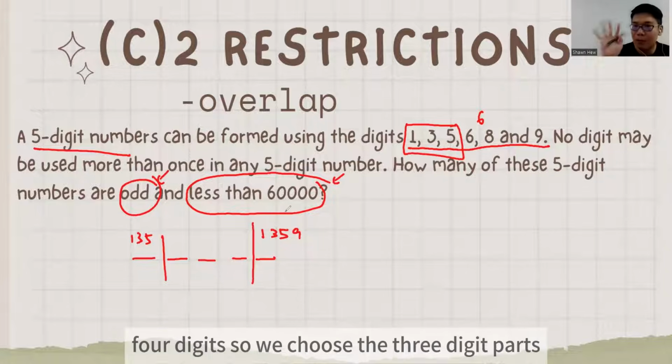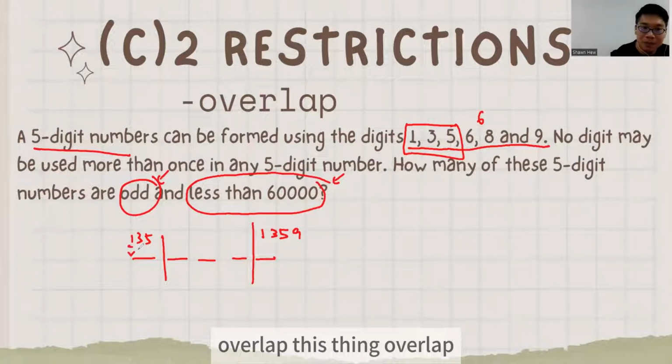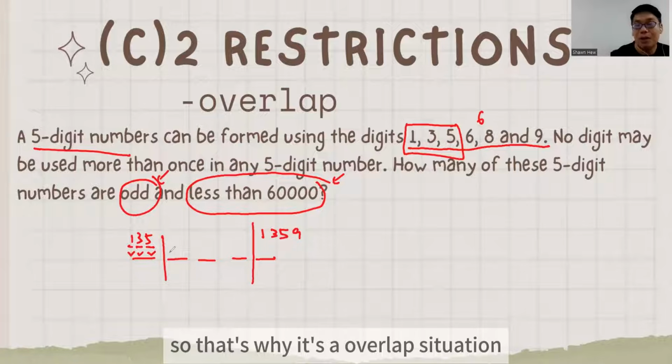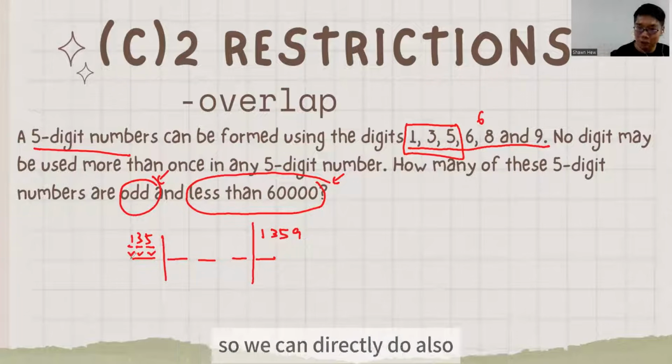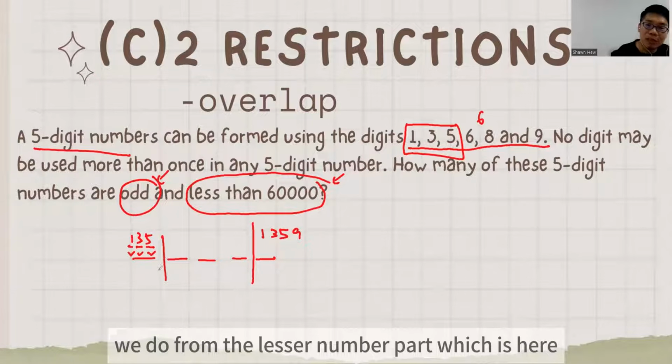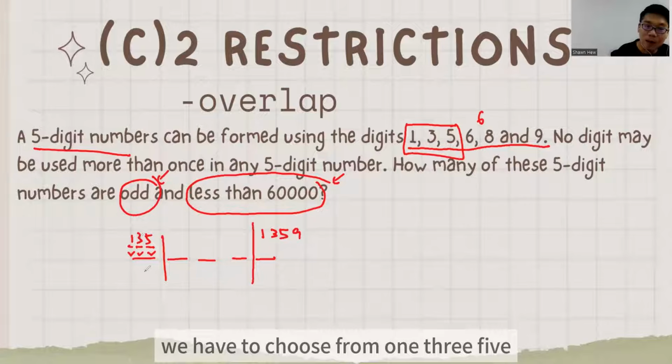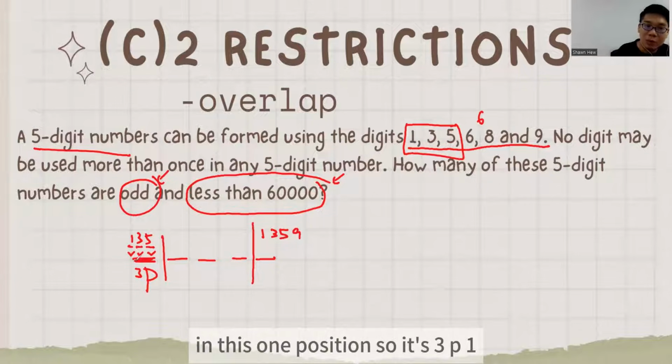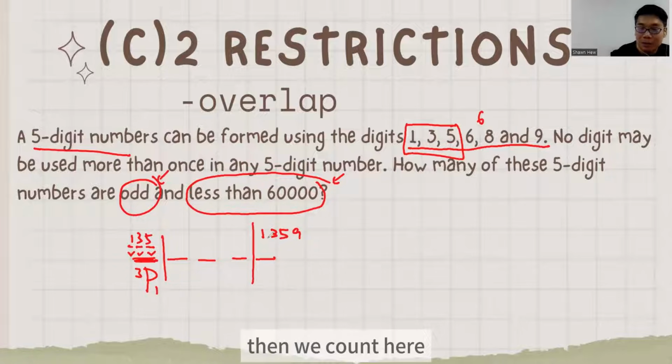Here have 4 digits, so we choose the 3-digit parts. So this thing overlap, this thing overlap, this thing also overlap. So that's why it's an overlap situation. So we can directly do also. So we do from the lesser number part, which is here. So here we can choose from 135. So it's 3P. We need to fit in this one position. So it's 3P1.